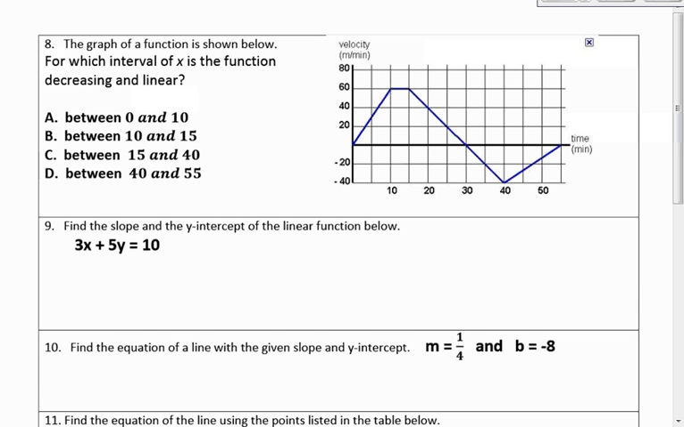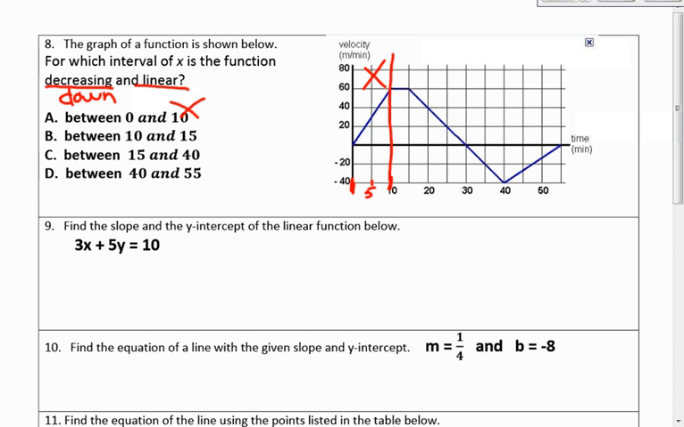For number 8, the graph of a function is shown below. For which interval of x is the function decreasing and linear? So you have to look through the different areas in the answer choices and decide which area is showing decreasing and linear. Decreasing means that it would be going down from left to right, and linear means a straight line. So between 0 and 10, here's 0, here's 10. That'd be each box would be going by 5. So in the 0 to 10, you could see that it's going up and it's linear. So this would not be the answer choice.